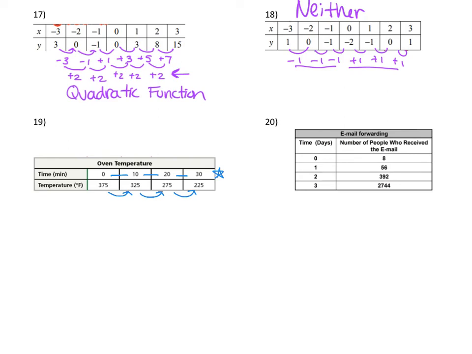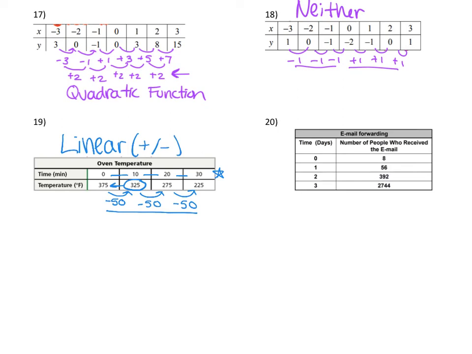Actually, let's do a trick. I'm going to take the second number, 325, and I'm going to minus 375. So 325 minus 375, and I get negative 50. So that means 375 minus 50 is 325. So let's try it now. Let's use that pattern. Let's do 325 minus 50. Well, that works again. 275 minus 50, 225. So my pattern is minus 50, minus 50, minus 50. So since I'm adding or subtracting a common number, I know that this pattern is linear.